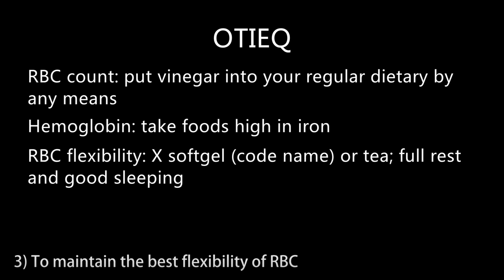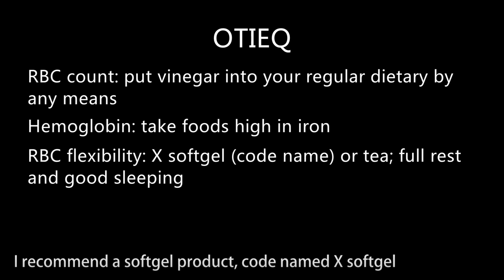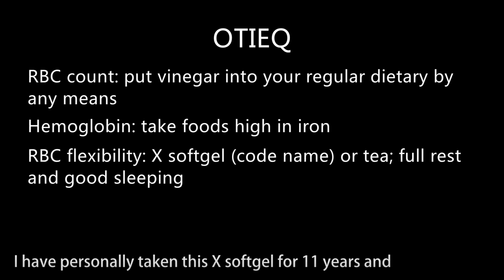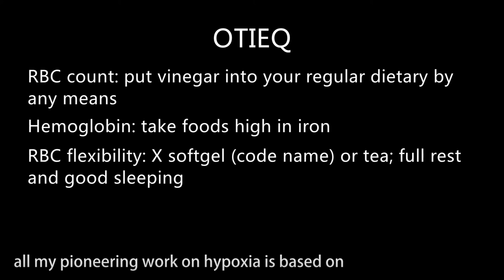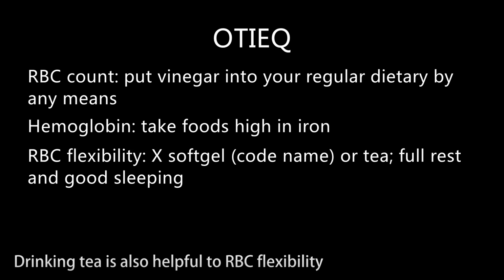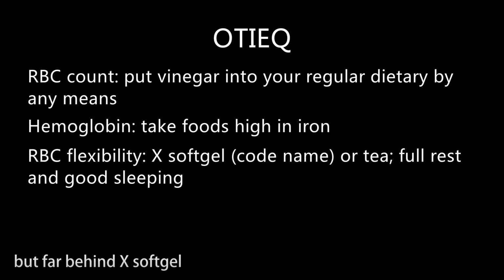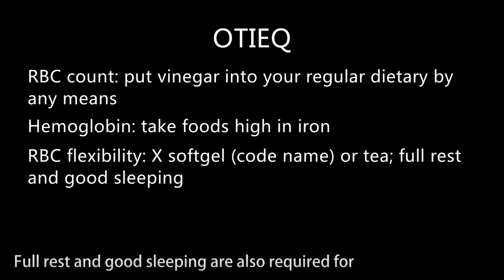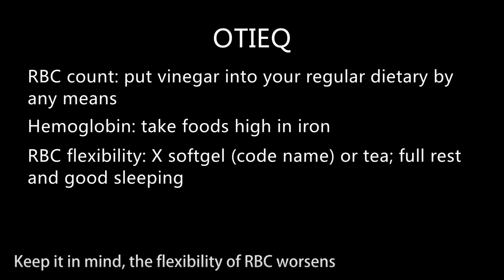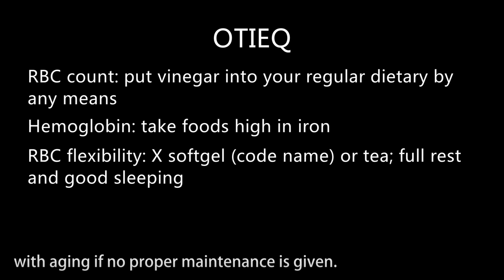Third, to maintain the best flexibility of RBC, I recommend a soft gel product codenamed X Soft Gel, the true name of which is hidden for the sake of eliminating commercial smell. I have personally taken this X Soft Gel for 11 years, and all my pioneering work on hypoxia is based on my observations on users of X Soft Gel. Drinking tea is also helpful to RBC flexibility, but far behind exercise. Full rest and good sleeping are also required for good flexibility of RBCs. Keep it in mind, the flexibility of RBC worsens with aging if no proper maintenance is given.